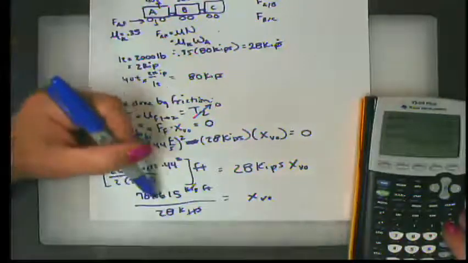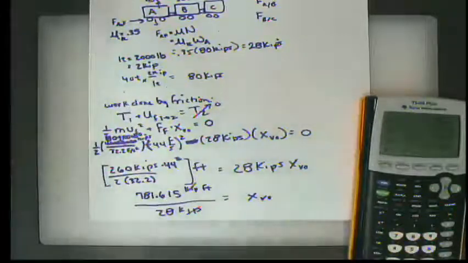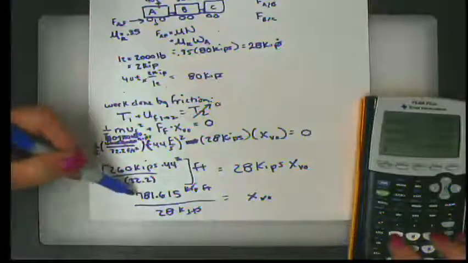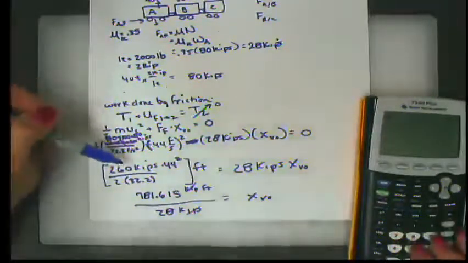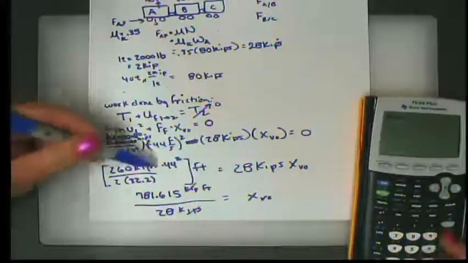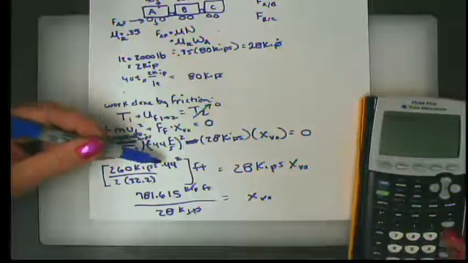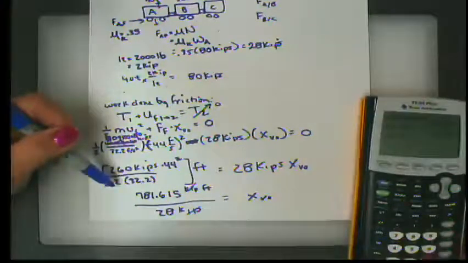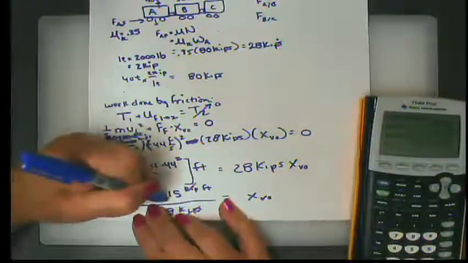So I take 781.615 divided by 28, and the answer is, hang on, I think I missed a decimal place here. Let me try this again. 260 kips, 28 kips. 260 times 44 times 44 divided by 2 divided again by 32.2. Yeah, this is 7816. I like that.